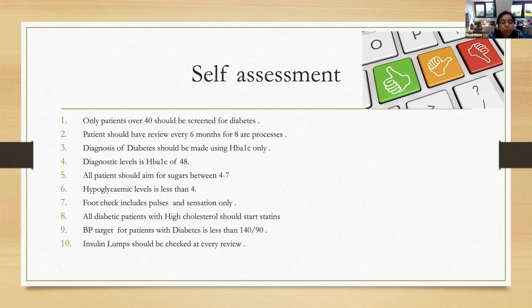The next one is hypoglycemic level is less than 4. Again, self-check. This is true. This is how we define it. It's 3.9 and under, so less than 4 really is hypoglycemia, and that's how you define hypoglycemia. If you see lots of 3s in the blood sugar reading, then yes.